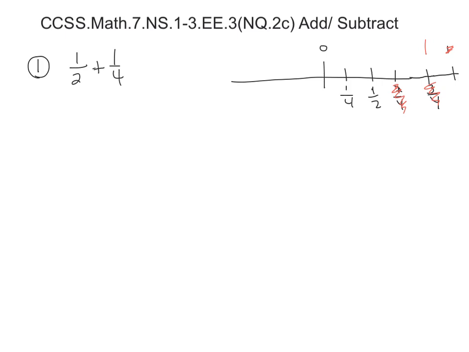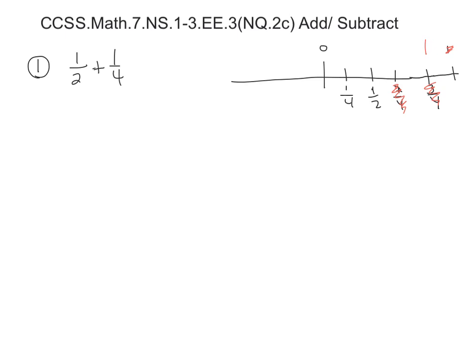Common Core State Standards, Math, 7th grade, Number System 1 through 3, Expressions and Equations 3, Number and Quantity 2C, and we're adding and subtracting unlike fractions. And fractions are rational numbers. Rational numbers are all whole numbers, all fractions, and some decimals that either end, terminate, or repeat, and that includes all positive and negative. So we are moving on.